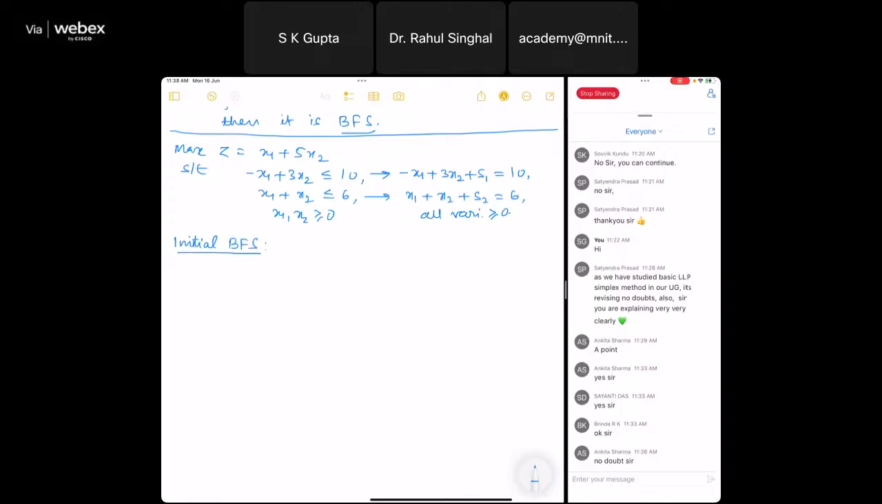Now what do you mean by initial BFS? So initial BFS is basically just taking one BFS. For simplicity, I am taking x1 equal to 0 and x2 equal to 0.